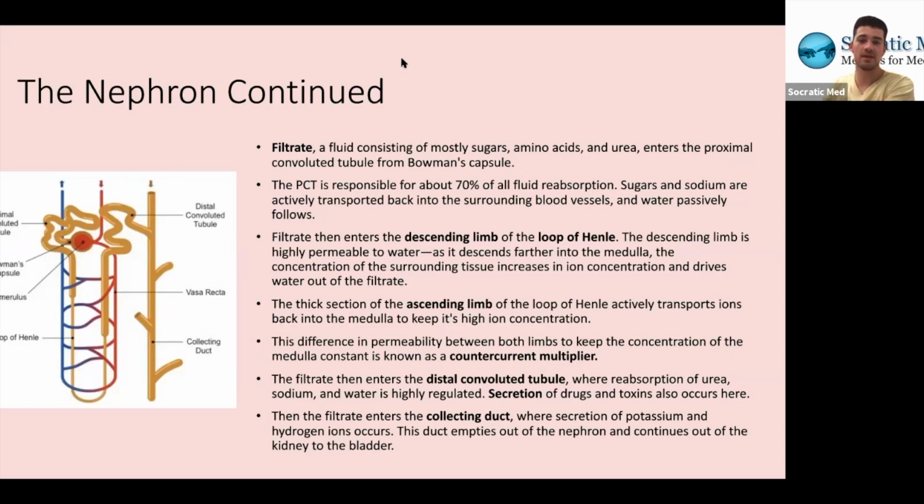The filtrate then enters the descending limb of the loop of Henle. The descending limb is highly permeable to water. As it descends farther into the medulla, the surrounding tissue increases in ion concentration and drives water out of the filtrate.